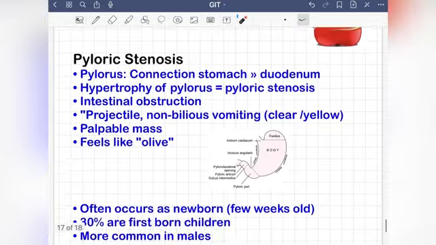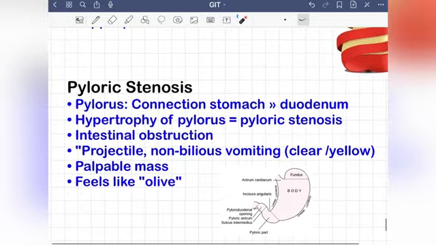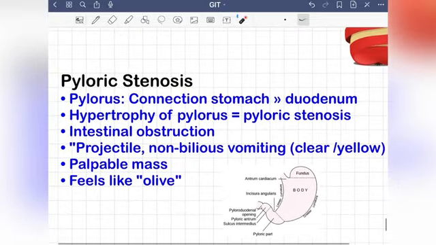Moving on, let's talk about pyloric stenosis. The pylorus is the connection between the stomach and the duodenum. It's the site where stomach contents exit the stomach and enter the small intestine. If there is hypertrophy of the pylorus, this leads to pyloric stenosis. This will cause intestinal obstruction.